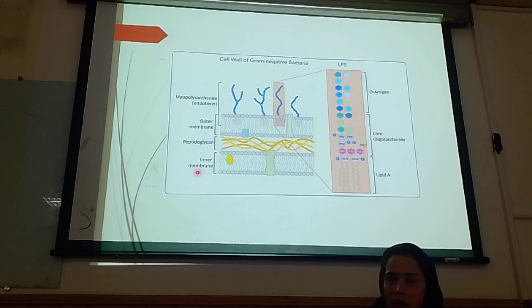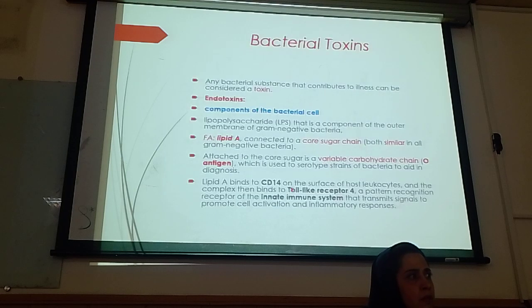The cell wall of gram-negative bacteria, as I said, has an inner membrane, an outer membrane, and a thin peptidoglycan layer here. And we have endotoxin here. It has three parts: O antigen, which is the antigenic part, oligosaccharide, and lipid A. You know lipid A binds to CD14 on the surface of macrophages and it activates toll-like receptors.